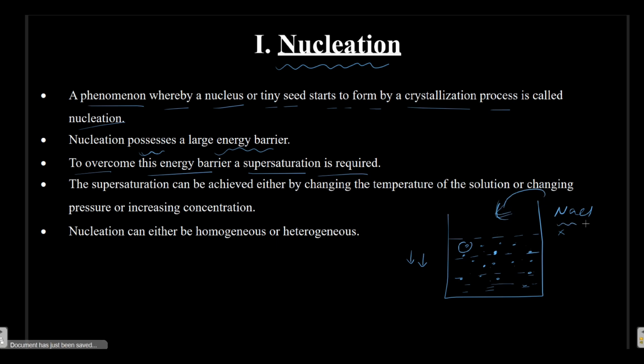That means more and more sodium chloride will be added until it stops getting dissolved. That is the saturation condition. Now if the temperature is increased, then what will happen? It will be able to dissolve more and more solute again. That means more sodium chloride will be dissolved over here. That is the supersaturation condition. Now the supersaturation can be achieved either by changing the temperature, or changing the pressure, or changing the concentration, increasing the concentration or decreasing the pressure. So these are different conditions by which supersaturation can be achieved.